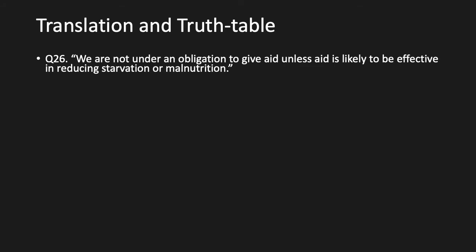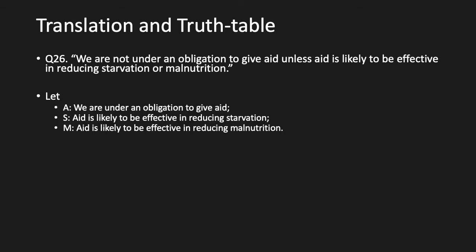Okay, now let's turn to translation and truth table. Question number 26. We're not under obligation to give aid unless aid is likely to be effective in reducing starvation or malnutrition. Okay, now we should introduce sentential variables. So let's do it this way. A, we're under obligation to give aid. S, aid is likely to be effective in reducing starvation. M, aid is likely to be effective in reducing malnutrition.